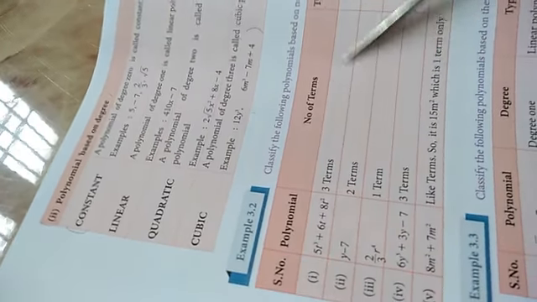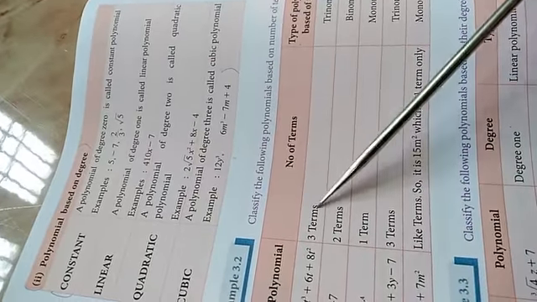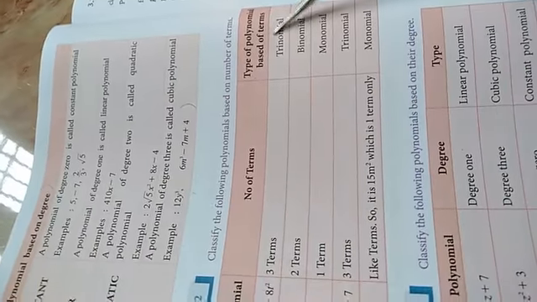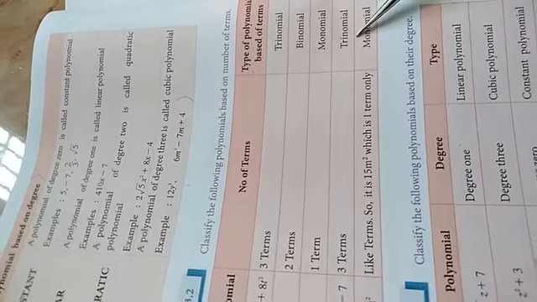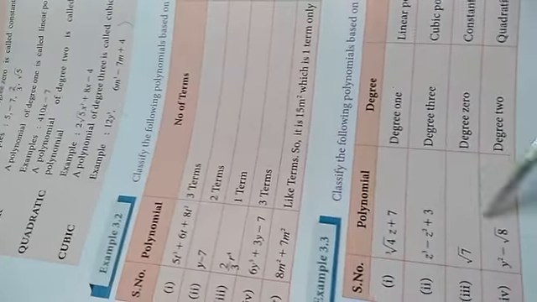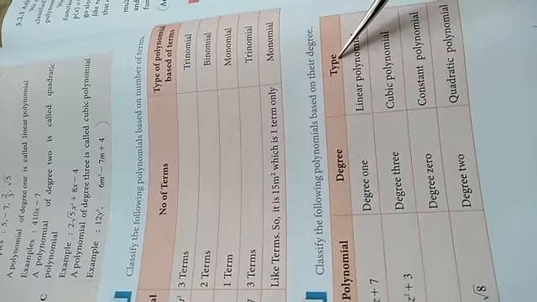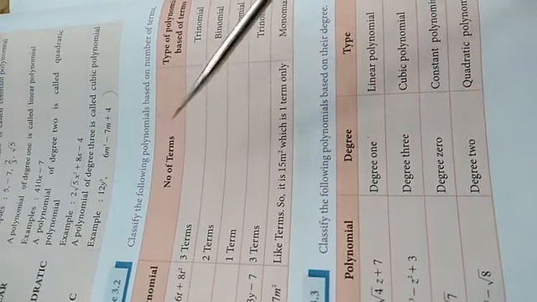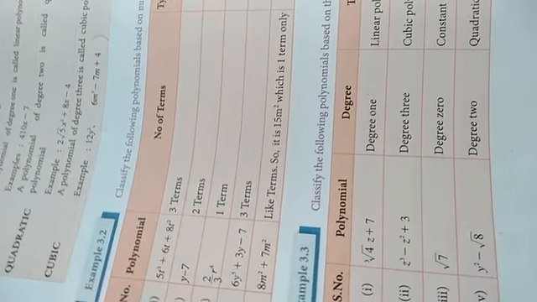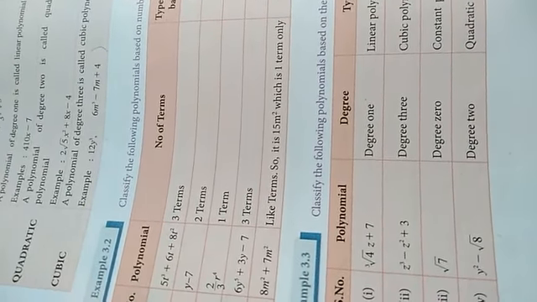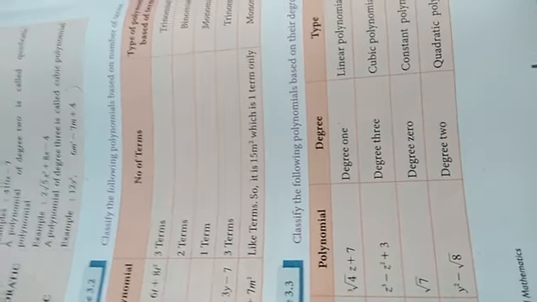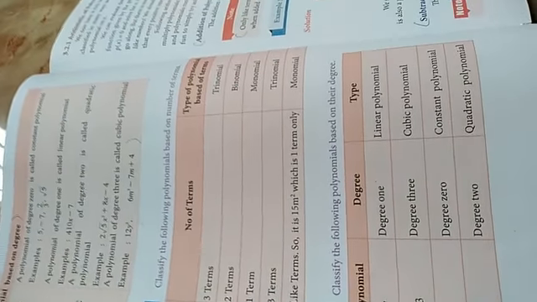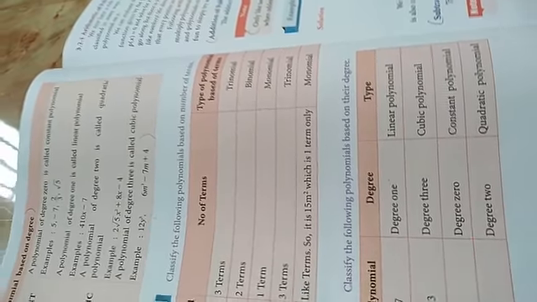Now they have given an example for this. Number of terms: using the number of terms, they are asking us to classify the polynomial. Here they are using degree, they are asking us to write the types of polynomial. There are 2 types of classifying the polynomials. Using the number of terms and using the degree, we can say the different names of types of polynomial.